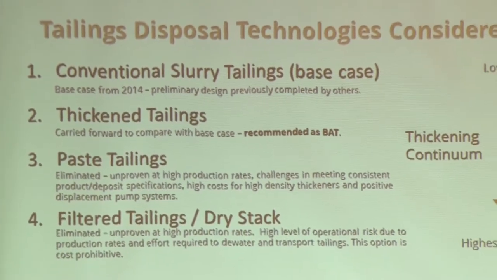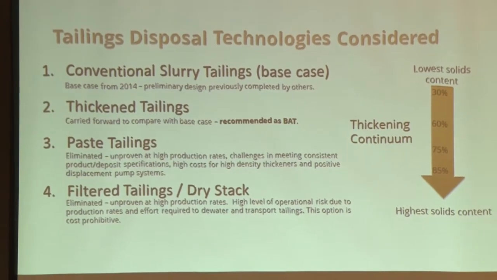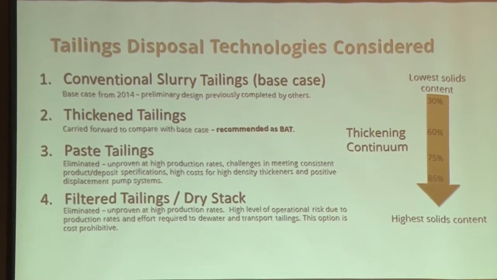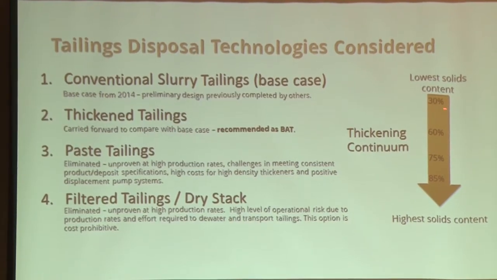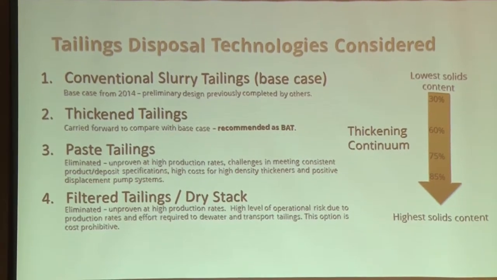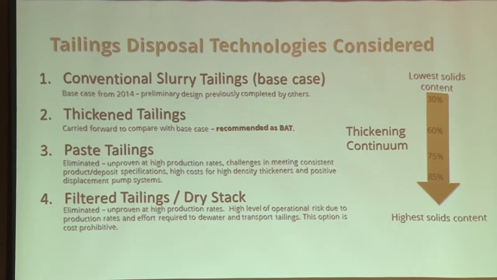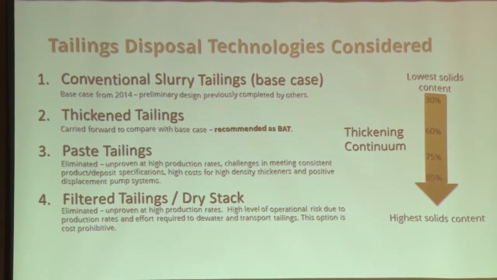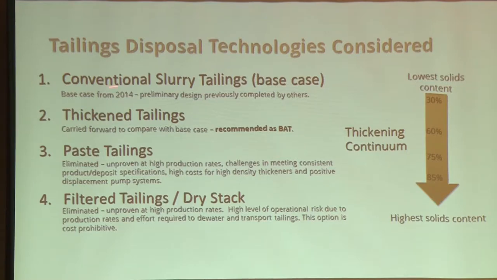This shows those four different technologies that were evaluated and how they relate to each other. This is the conventional, where you have a slurry that pumps the tailings out to the facility at about 30% solids, a really thick, muddy water. When we thicken that slurry, the percent solids doubles, from 30% to 60%, in a process we call a thickener. We add a polymer, and it reduces the amount of water in the tailings that are initially deposited in the facility.